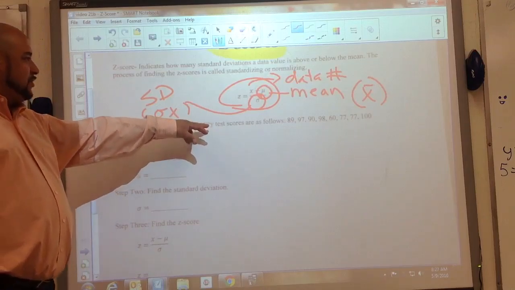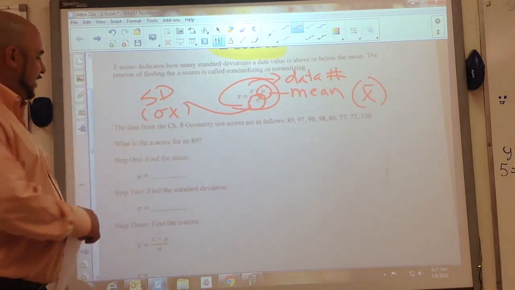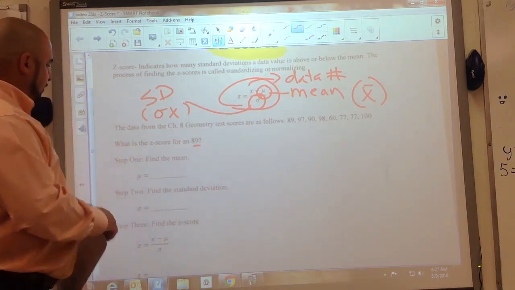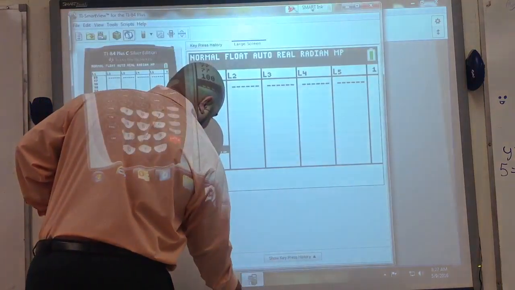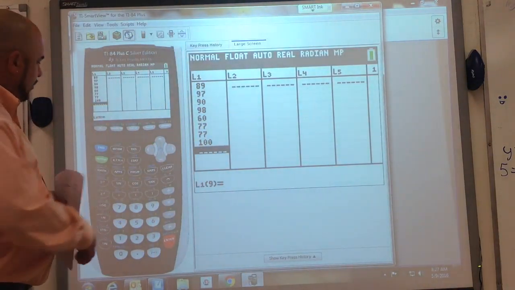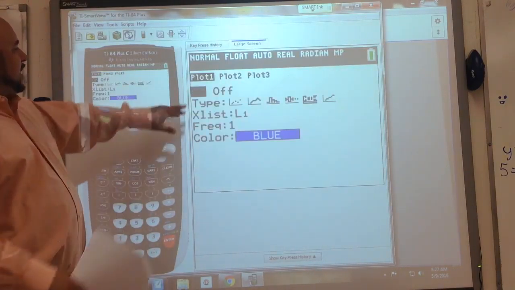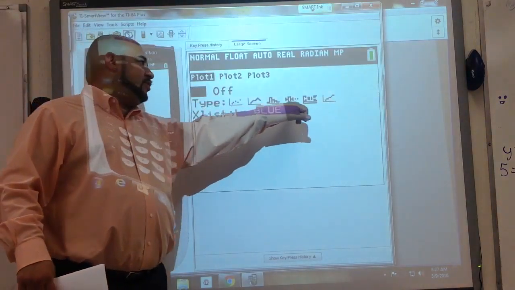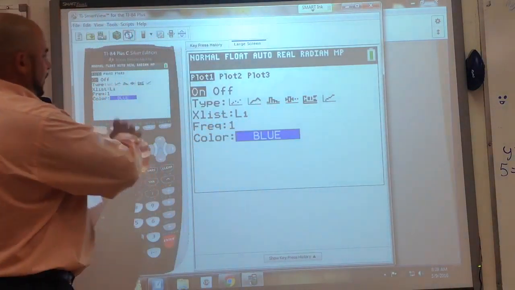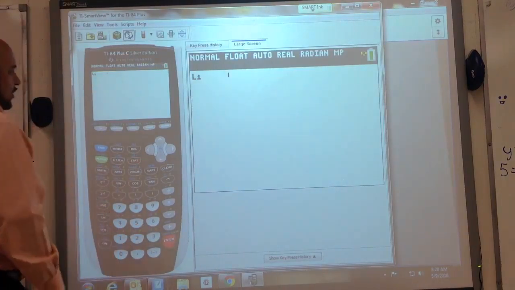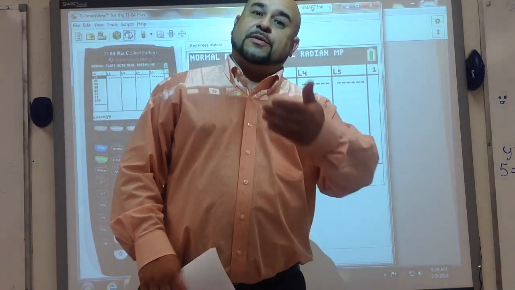The data from the Chapter 8 Geometry test scores are as follows. First, what they want to know is what is the z-score for 89. In order to do this, we're going to have to find the mean, and we're also going to have to find the standard deviation. So at this point, I want you to turn your calculator on. After you turn your calculator on, make sure you turn on your stat plot. So you hit second and Y equals, enter, enter, and your stat plot should be on. And also, I want you to make sure your box and whisker plot is on also. So if you haven't done so, make sure you do that now. Once you have turned on both, you can go to Stat Edit. Go ahead and pause the video and then enter your numbers in and then replay the video.